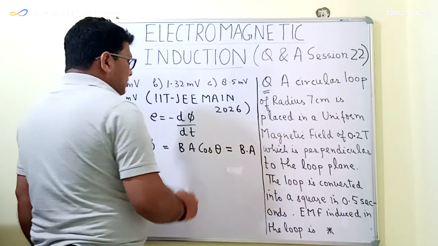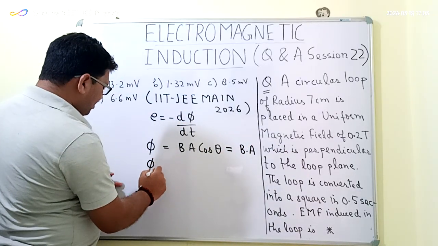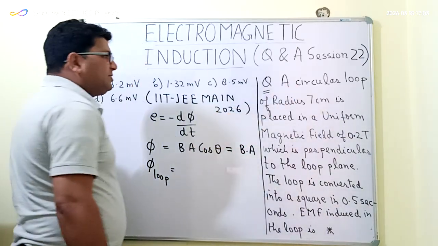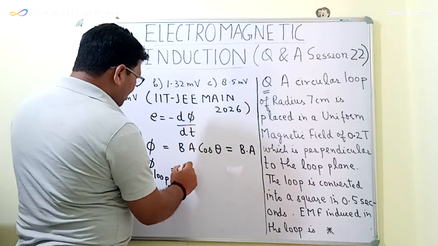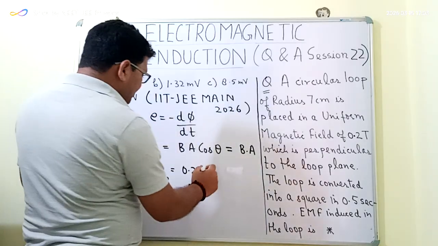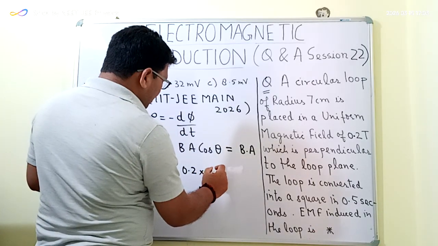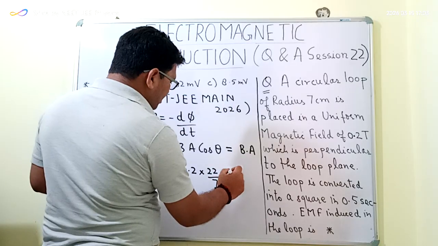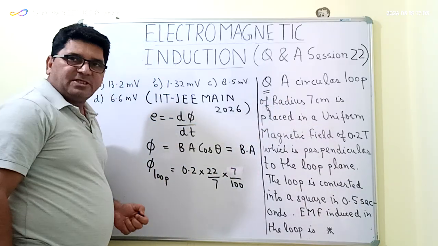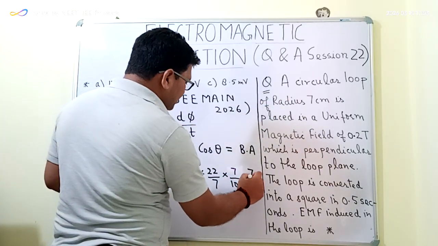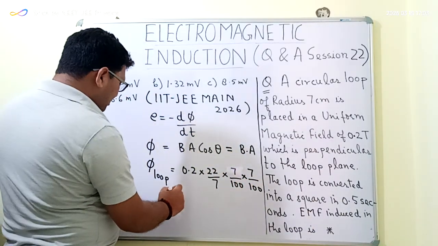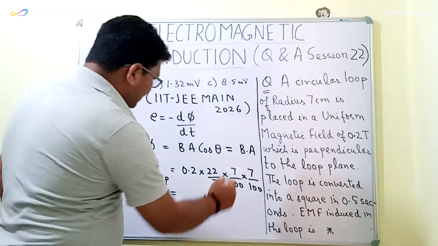In the first case, we will find the magnetic flux which is linked with this circular loop. This will be equal to 0.2 into the area of the circular loop, which is equal to pi r square. So pi is equal to 22 by 7 into 7 by 100, because the radius is in centimeters, so we will convert it into meters. So this is equal to 22 by 7 into 7 by 100 into 7 by 100, and this 7 and 7 will get cancelled.